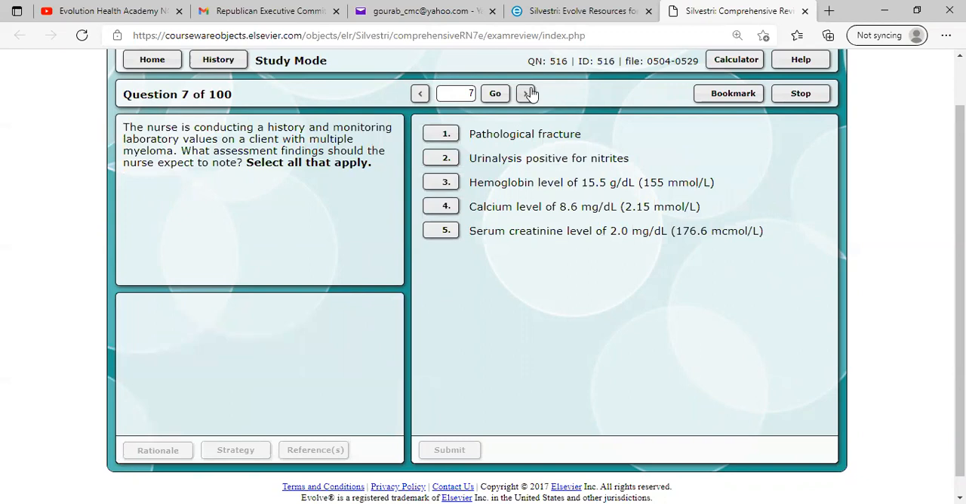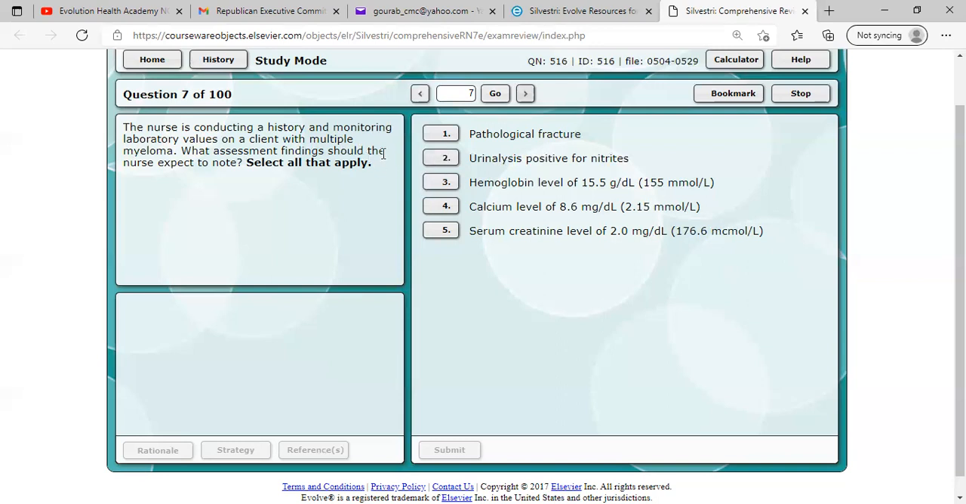Next question here. They said the nurse is conducting a history and monitoring laboratory values on a client with multiple myeloma. What assessment findings should the nurse expect to note? Select all. So if my patient has multiple myeloma, there are 5 options. What could be the possibilities?